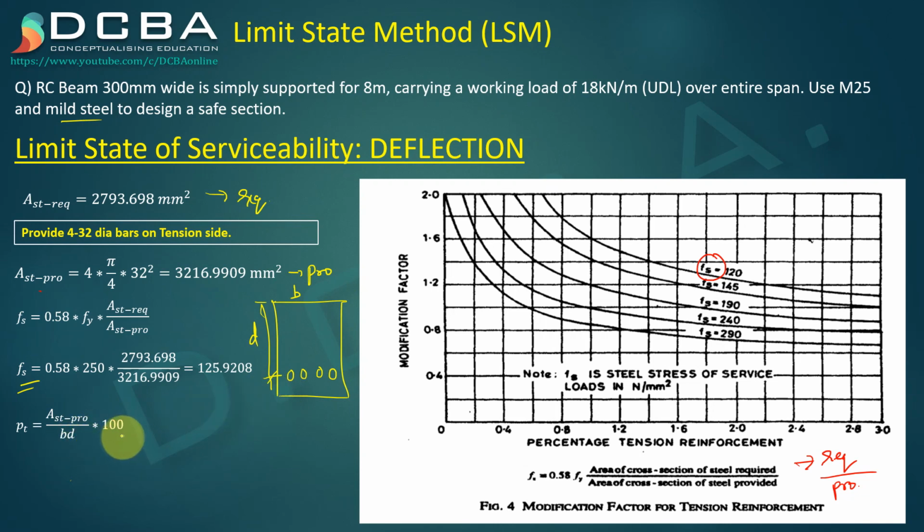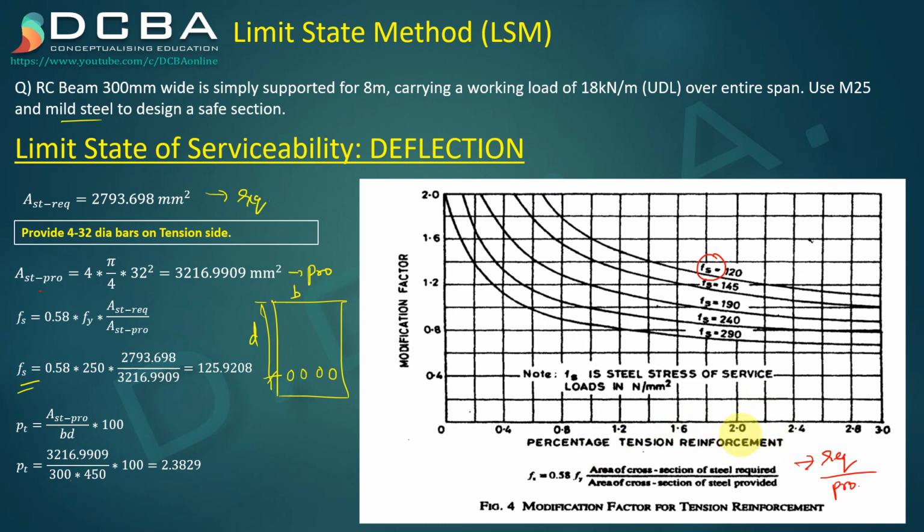So you can either understand it that way conceptually, or you can go for this formula, which is AST provided divided by b d into 100. So 100 AST provided divided by bd, which is 3216.9909 divided by 300 into 450 into 100, which gives you 2.3829. Okay.